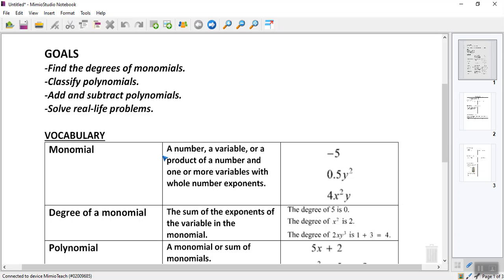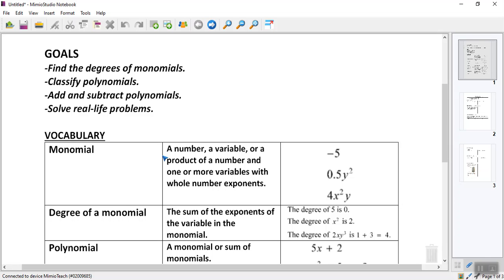Okay? 0.5y squared is a monomial because you're not adding or subtracting anything to it. It's just a term by itself. 4x squared y is a monomial. Anybody want to guess why it's a monomial? Not adding or subtracting anything to it.